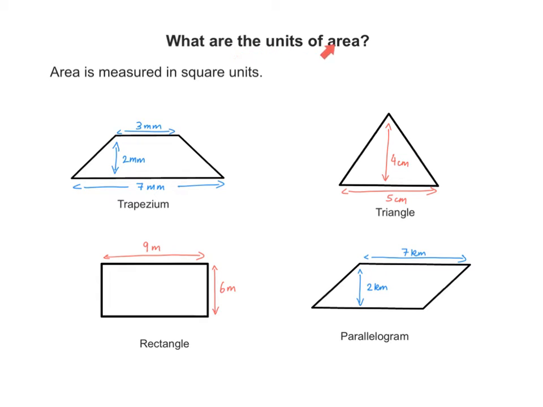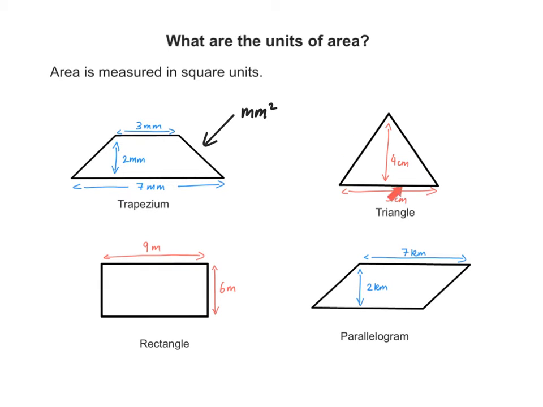What are the units of area? In other words, how do we measure area? Well, area is measured in square units. So for example, in this trapezium, the dimensions are in millimeters. So the units of the area of this trapezium will be in millimeters squared.